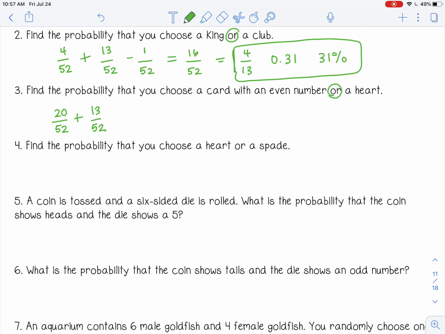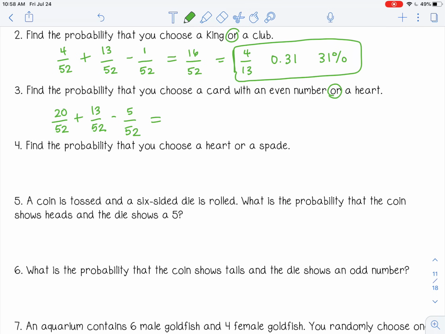Now, let's think, are there cards that are both? Is this an overlapping event? Can a card be even and a heart? So look at your picture. Count how many are both. All right, you should have counted 5 that are both. 2, 4, 6, 8, and 10 of hearts. Those are both even and hearts, so we're going to subtract those 5 because otherwise we're counting them twice, but it's just one card each.